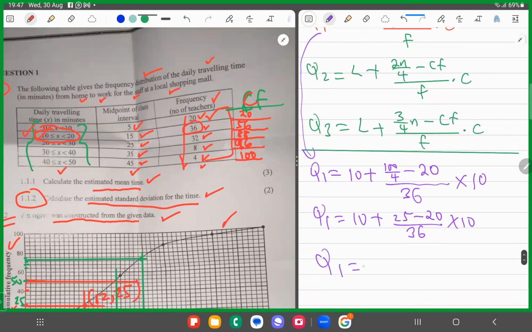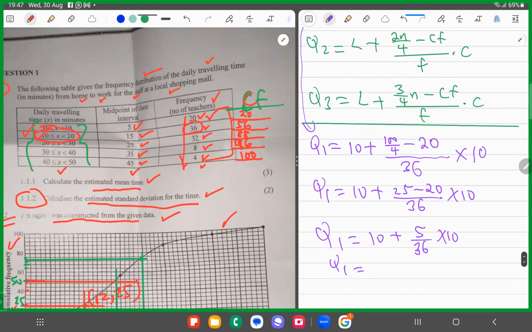Q1 is equal to 10 plus 5 over 36 times 10, which is 10 plus 1.3889, so Q1 is 11.3889. Okay, you see, we got 12 for Q1.